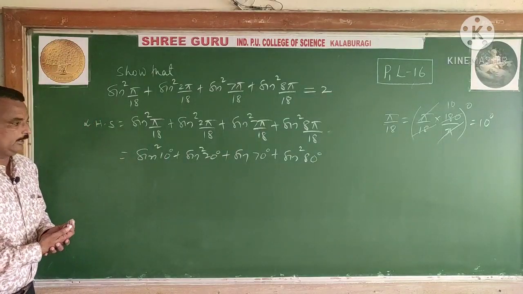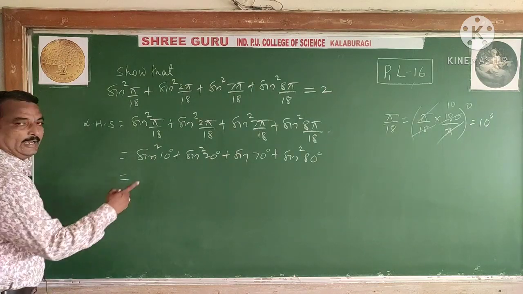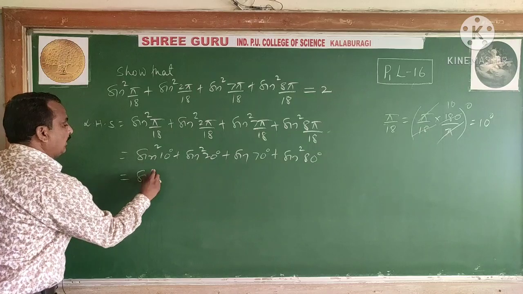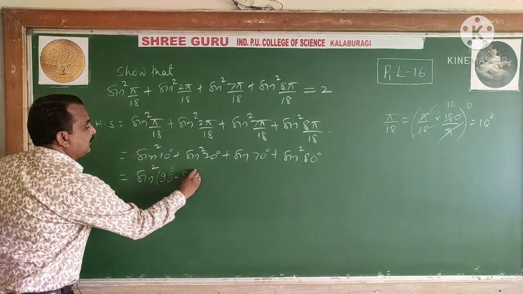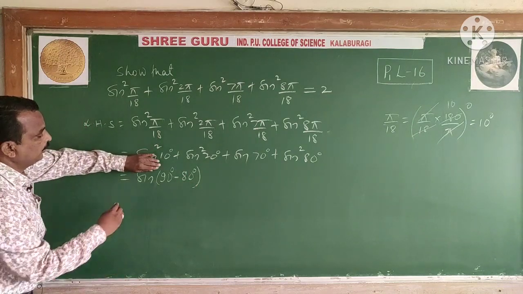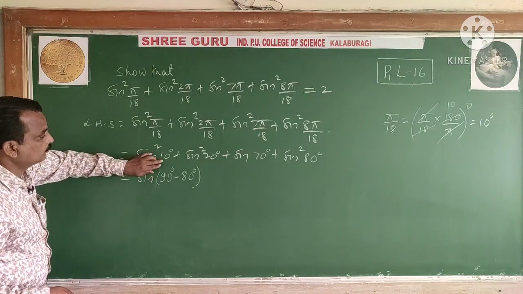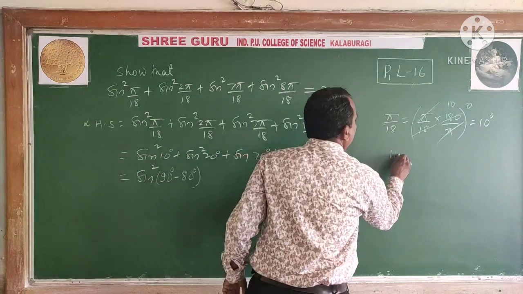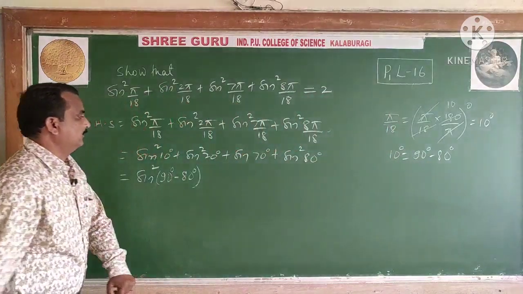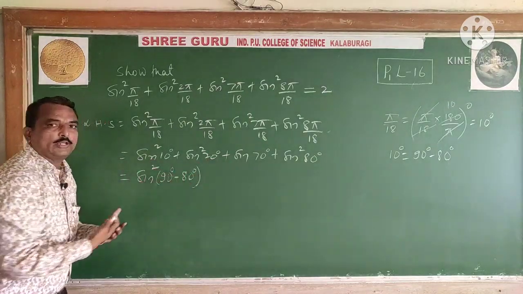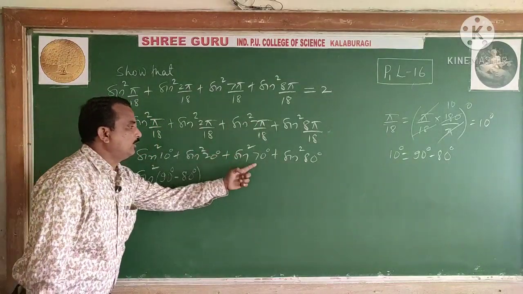Now see, because of this it is very simple. Now see the students here. I will write sin 10 degree, whatever the power may be, square or cube. We don't bother about the powers. So here I have written 10 degree. Is it possible to write it as 90 minus 80? You may write it. So here I am converting two terms like that, and two terms will remain as they are. This is also sin square of 70 degree.